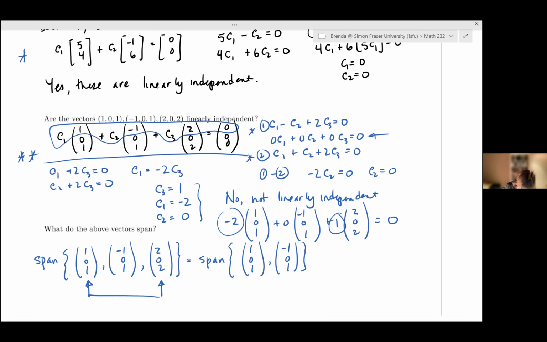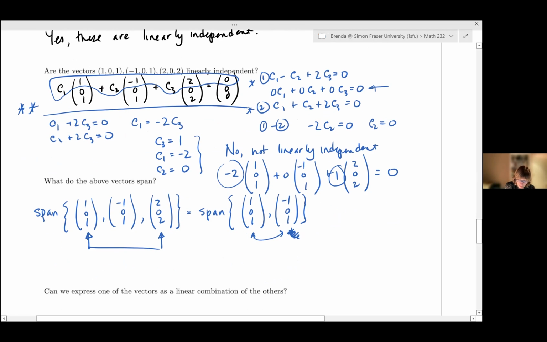And then I can notice that one of these is not a multiple of the other. There's no way I can make the second vector by multiplying a constant times the first vector. So these two are linearly independent. So therefore I've got 2 vectors that are linearly independent. And when I ask what the span of that is, there's 2 degrees of freedom. The span is all linear combinations. It's a 2-dimensional object. There's no constant term. And so here we have a plane through the origin.